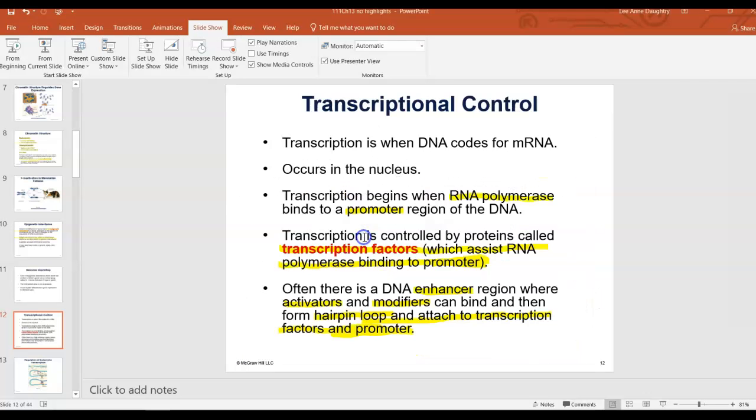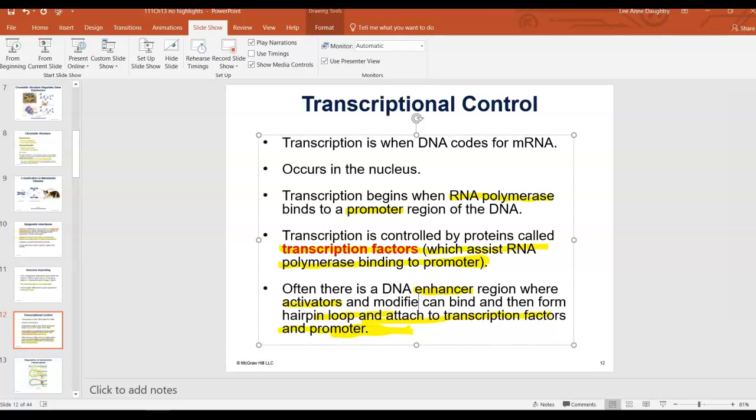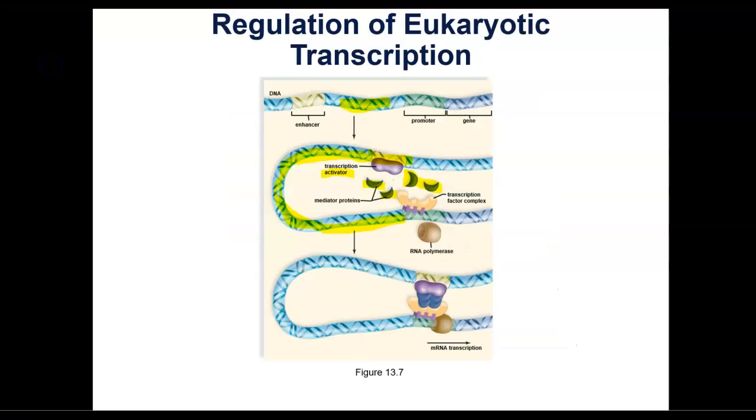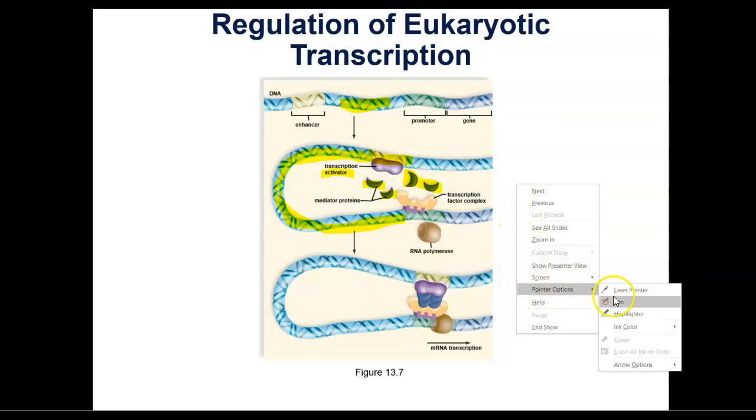All right, we want to come here and do mediators. Mediators can bind, okay? And so let's go back to our picture. So the mediators are these half moon shaped structures, and they bind to the activator. So you've got enhancer, activator, mediators, and all of that binds to the transcription factor complex that is bound with RNA polymerase and the promoter.